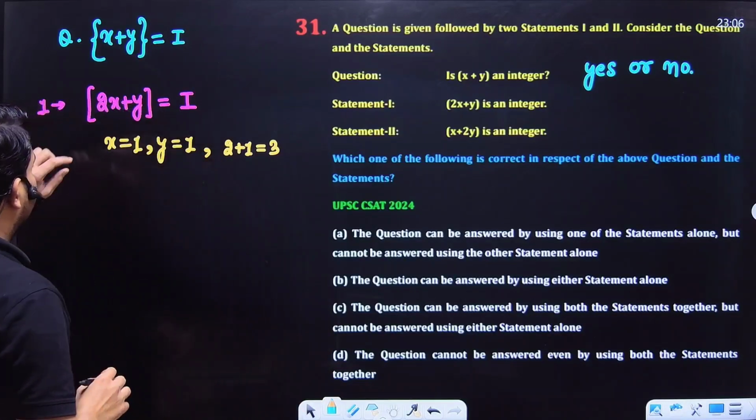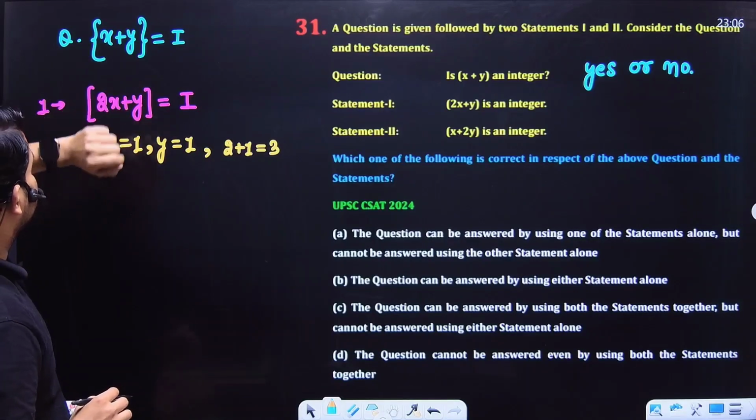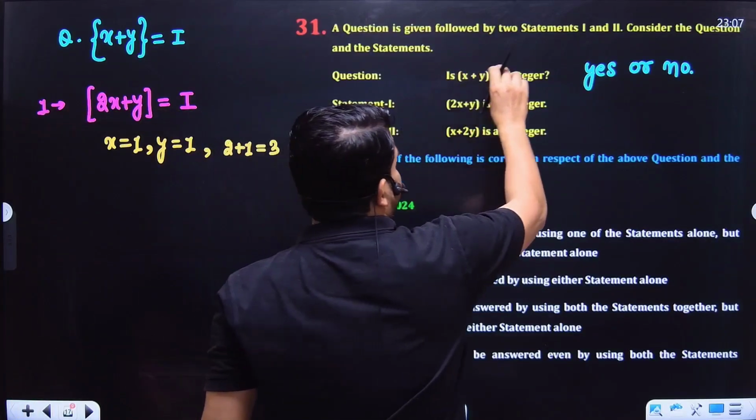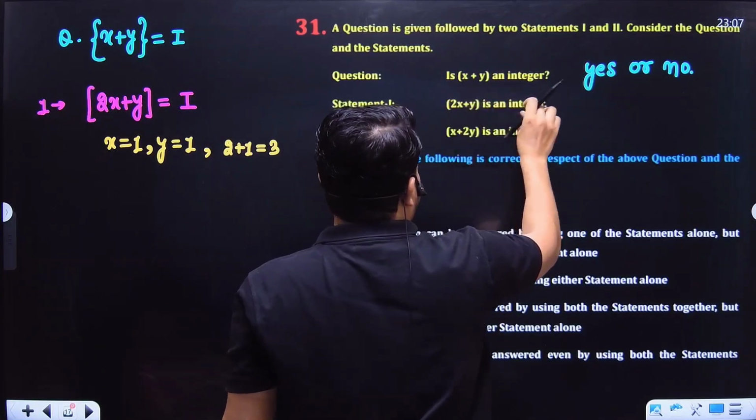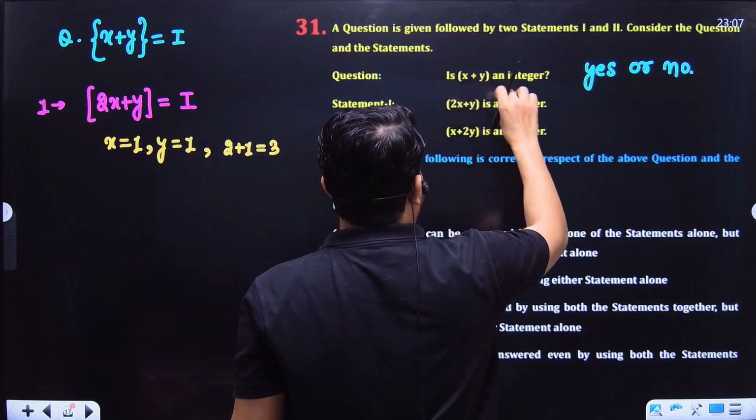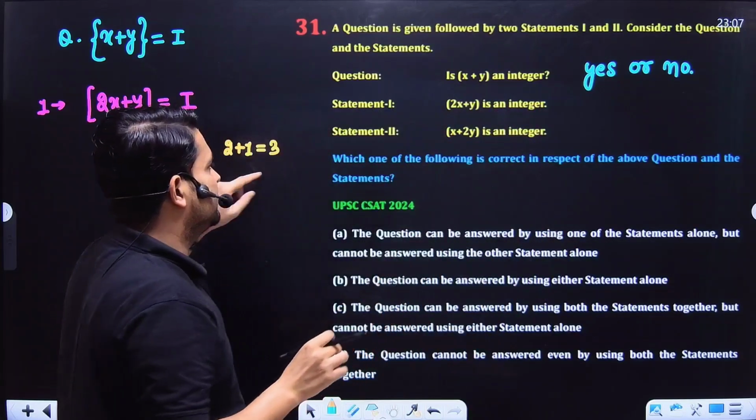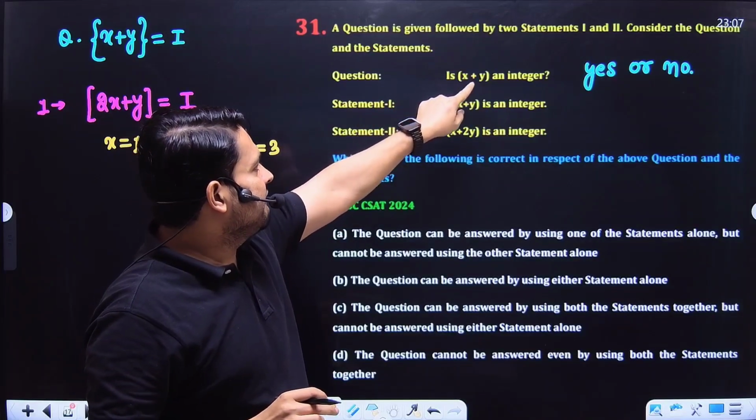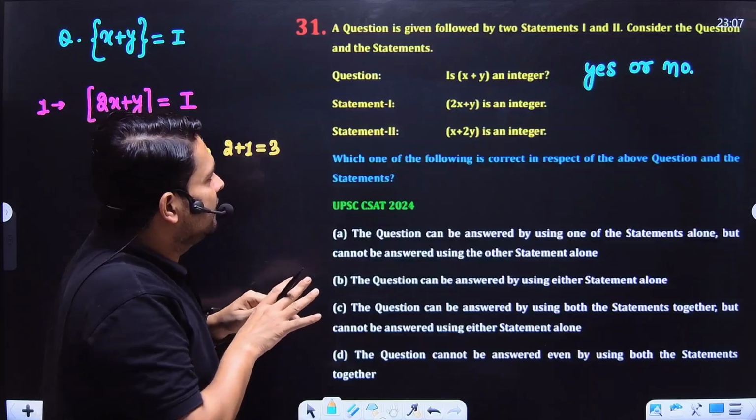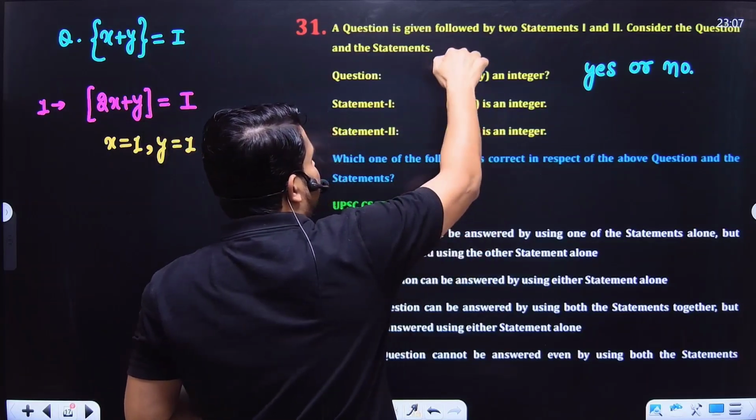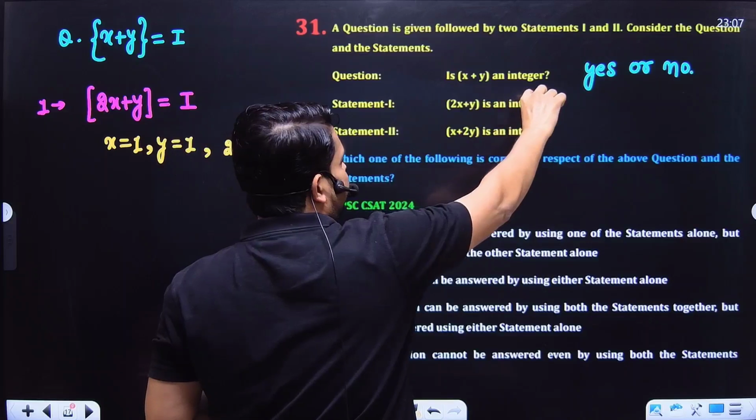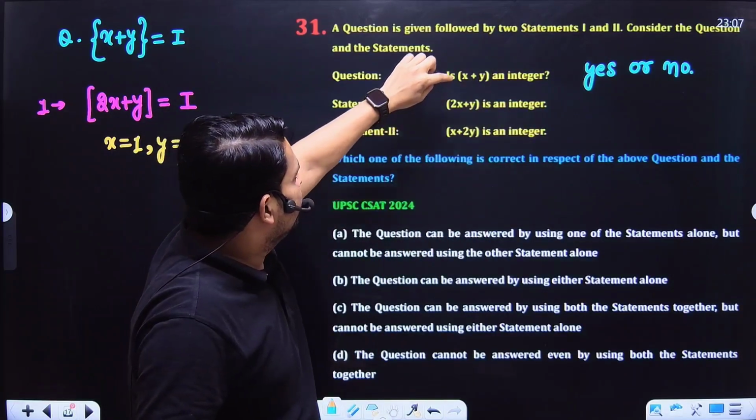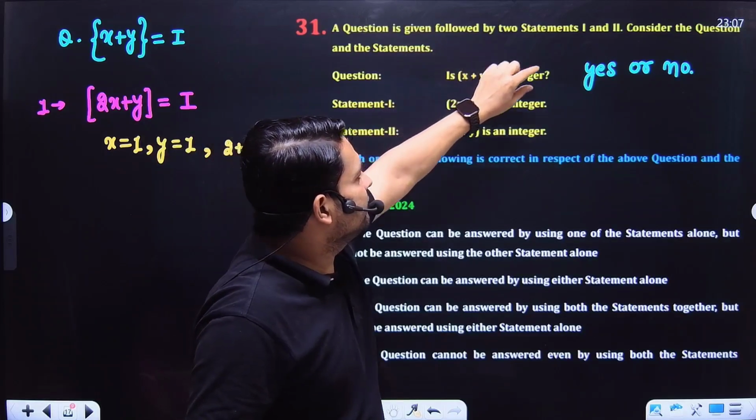See, if I put x equal to 1 and y equal to 1, 1 plus 1 equal to 2, and 2 is an integer. So this statement tells me that for x equal to 1, y equal to 1, the statement is correct, and I will get an integer. So I can give my answer by taking this statement. If I put x equal to 1, y equal to 1, then this expression is an integer, and 1 plus 1 is also an integer. So my answer will be yes.